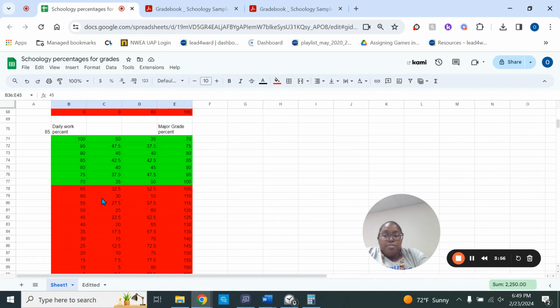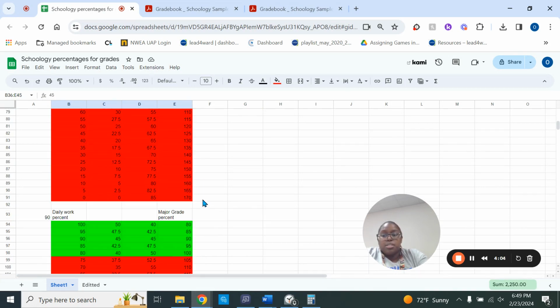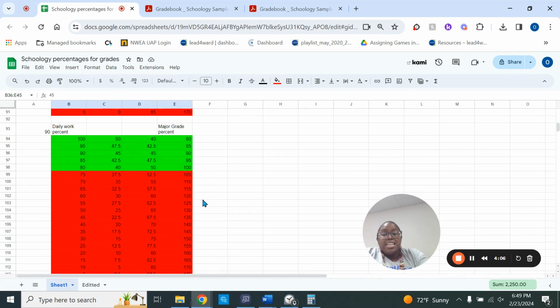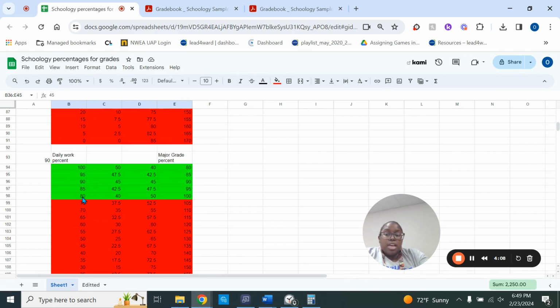For 85, you cannot get anything lower than a 70% in your daily works, because that means you have to get 100% in your major grades. If you want a 90 in my class, that means your daily works need to at least be 80% while your major grades have to be 100, or vice versa. Your daily works have to be 100 and your major assignments have to be 80%.